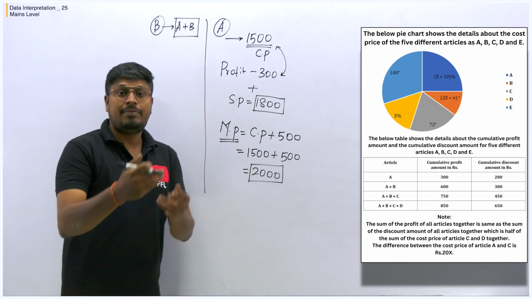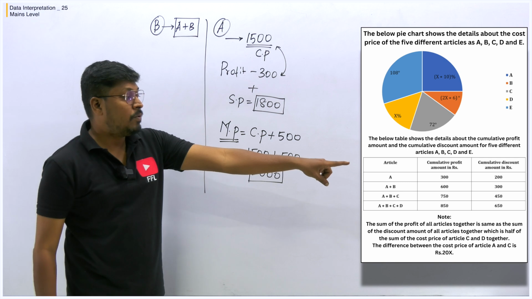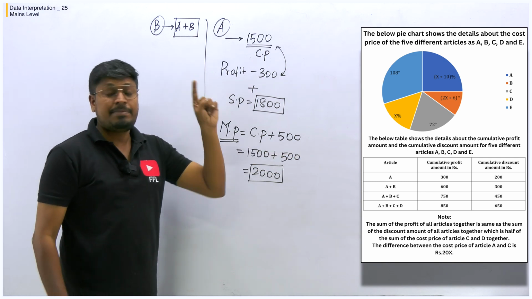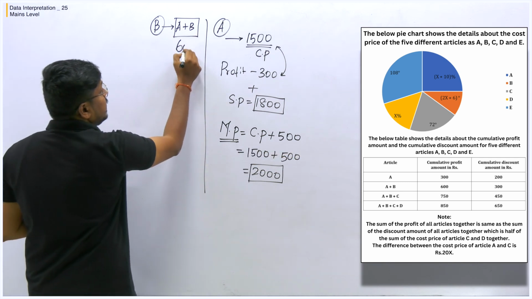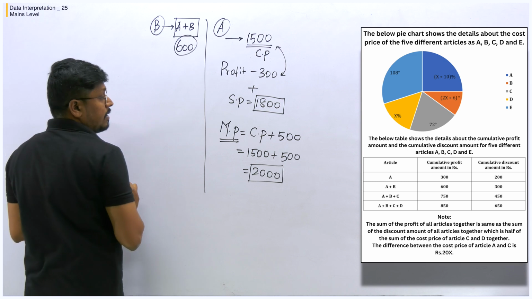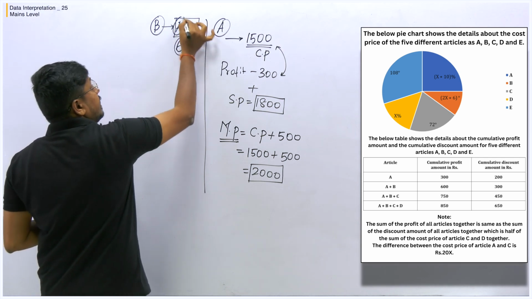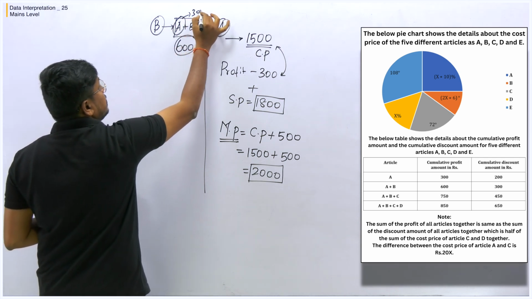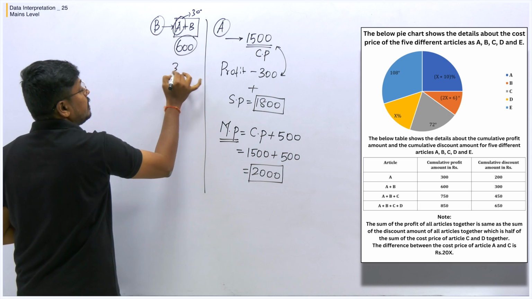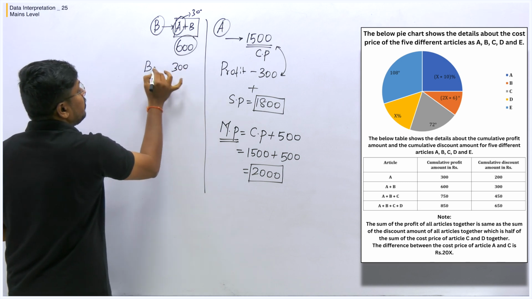So how will you find the profit? Just subtract A. So A is how much? 300. So here A plus B is how much? Profit A plus B on the table chart, what they have given is 600. And in the first chart, where A is how much? 300. So subtract 600 minus 300 will be 300. So that will be the profit of B.